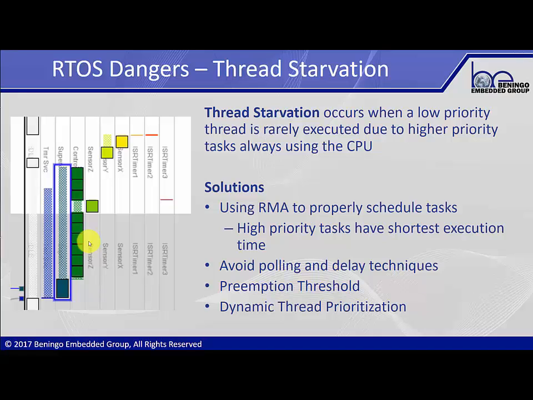A few other potential ways to avoid a thread starvation issue is to avoid polling and delay techniques. So I shouldn't be continuously polling for something. I should try to use an interrupt to make my system event-driven. If my RTOS has something known as preemption threshold, that can be a way to also avoid thread starvation. This lets you set a minimum priority that a task needs to have in order to preempt a currently running task. And then there's also things like dynamic thread prioritization, where if a thread's been starved for a long period of time, maybe you change its priority on the fly.